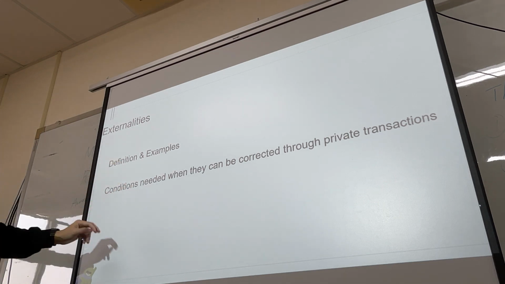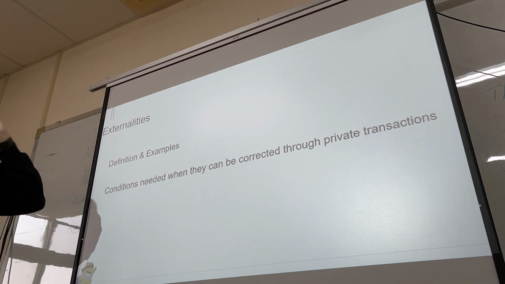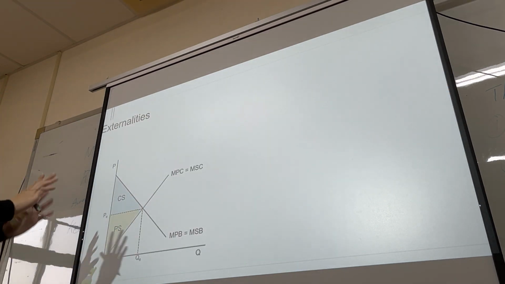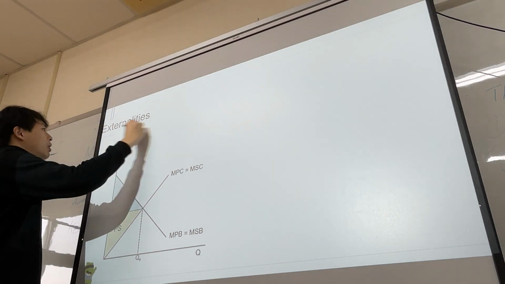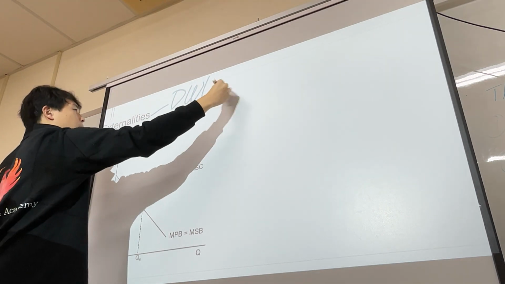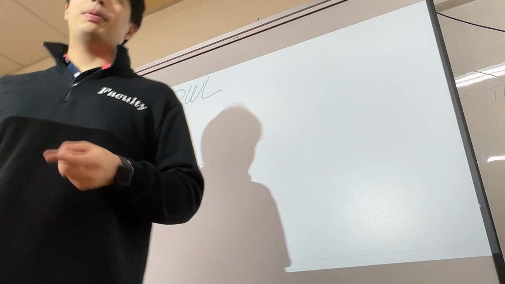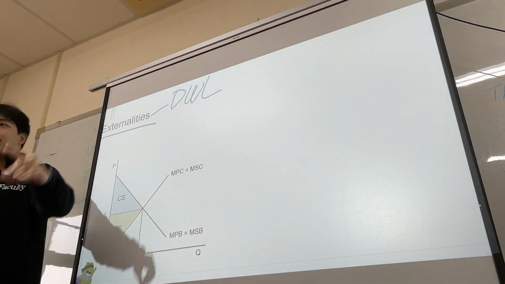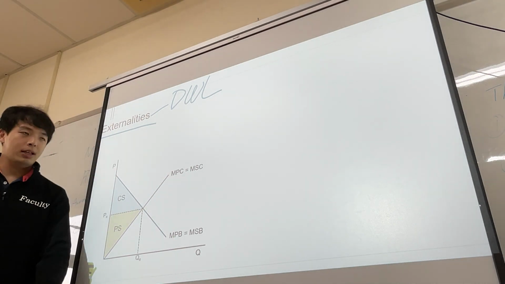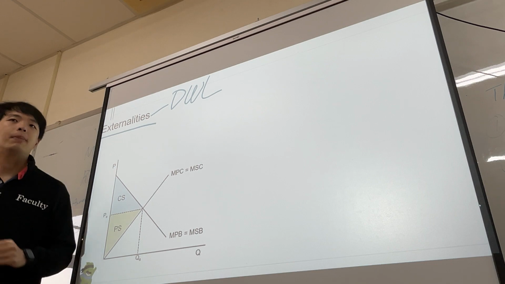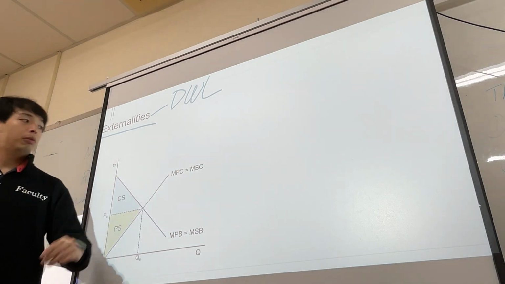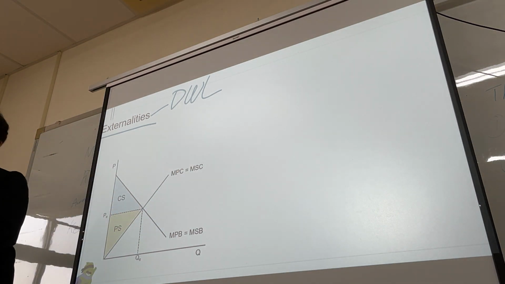Definition. Externality, conditions need when they can be corrected through private transaction. All right, let's look at an example. I want you to copy this one. So right now, externality will cause you deadweight loss. There's going to be a negative and positive externality. And here, guys, you see we have MPB and MSB and MPC and MSC. Now, air pollution, water pollution is coming. This will really affect your MSC.